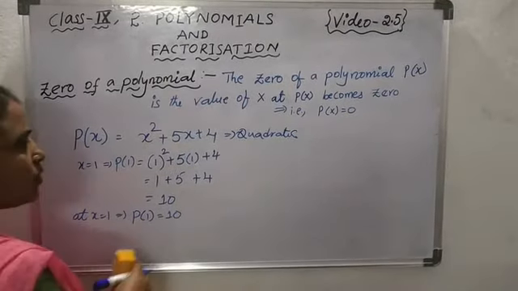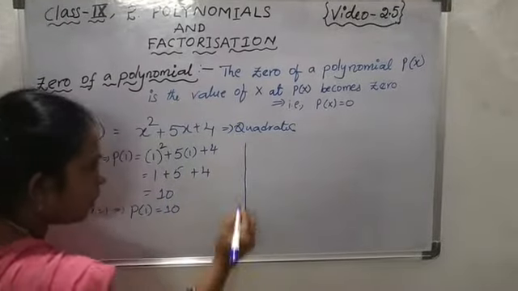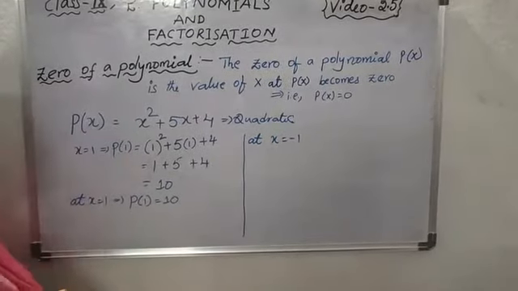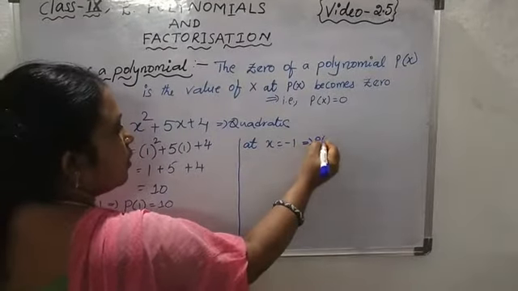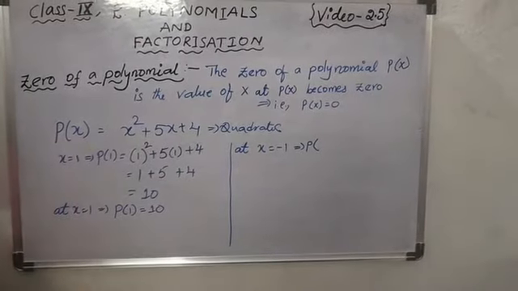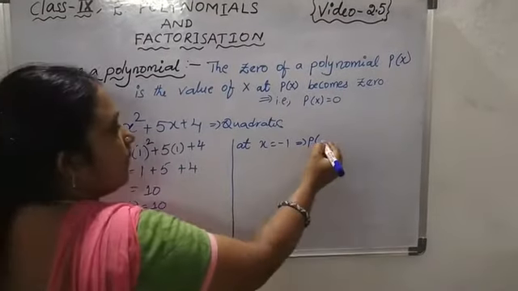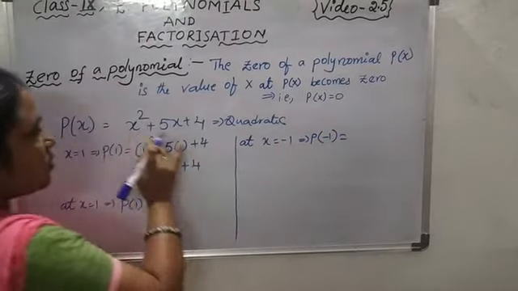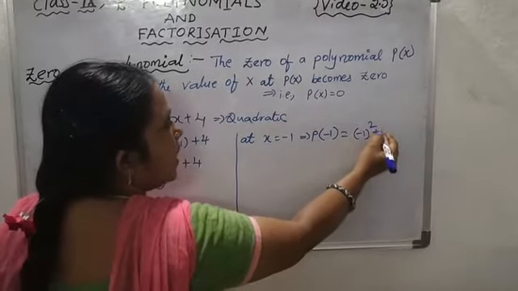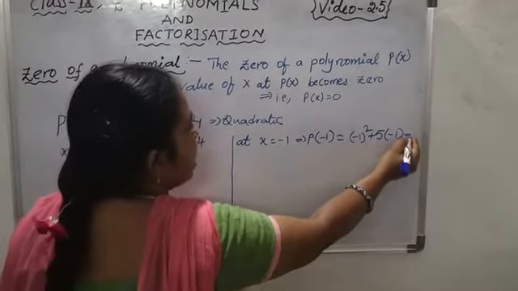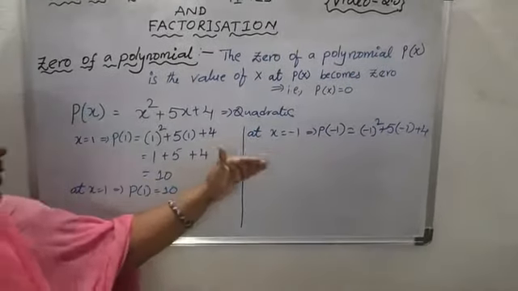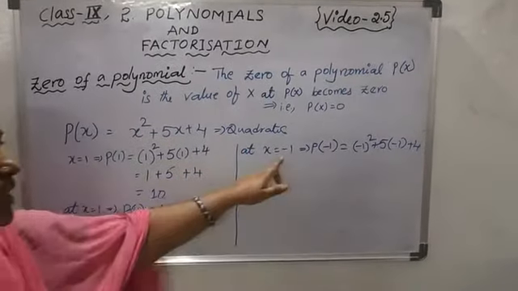If we substitute in the same polynomial x is equal to minus 1, let us observe whether we get the same or different values. P of minus 1 is equal to the same polynomial: x square, in the place of x minus 1, plus 5 into minus 1, plus 4. Same example, but here I am taking a positive value and here a negative value. This is plus 1, this is minus 1.